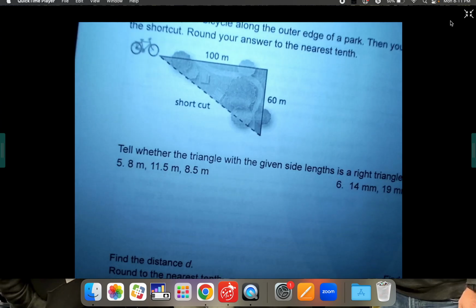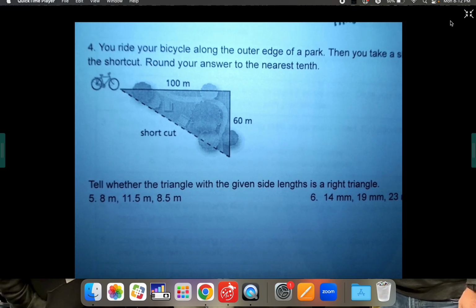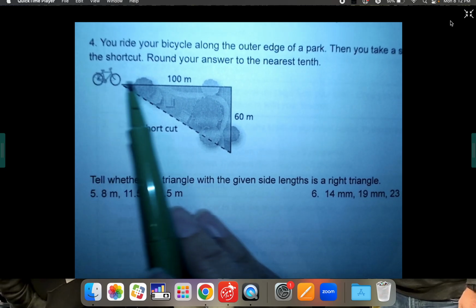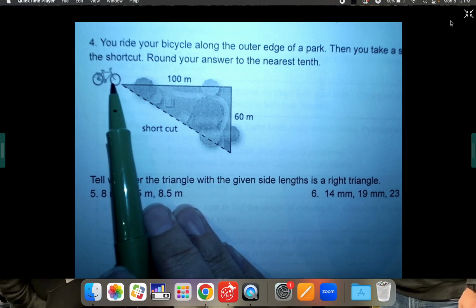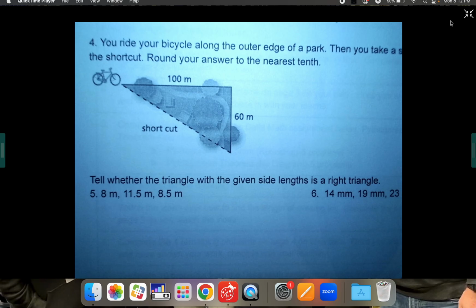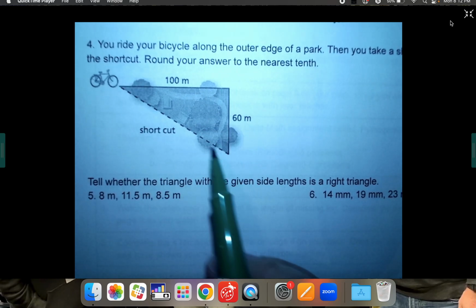Okay, number 4 says you ride your bike along the outer edge of a park. I'm assuming that's this. Then you take a shortcut back. Find the length of the shortcut. Okay, this is exactly like number 3. It gave you the 2 legs. You're trying to find the hypotenuse.